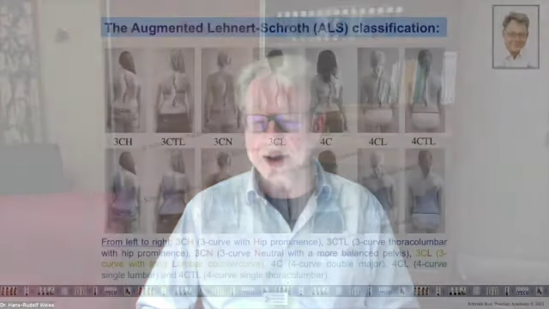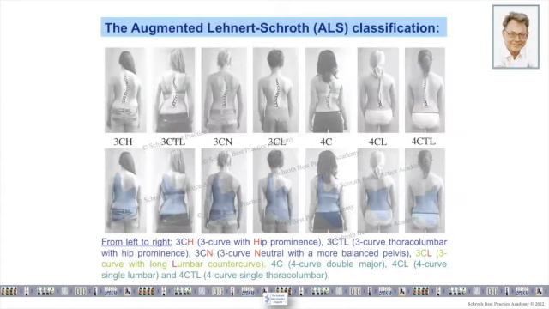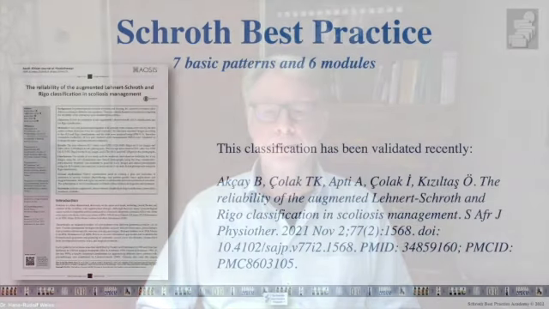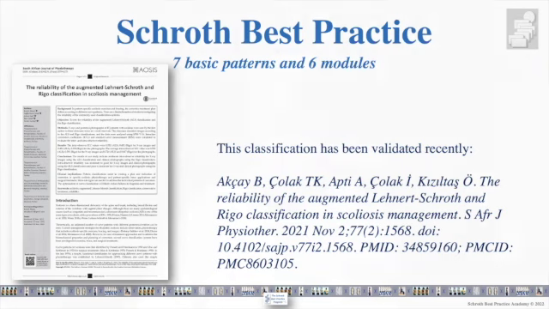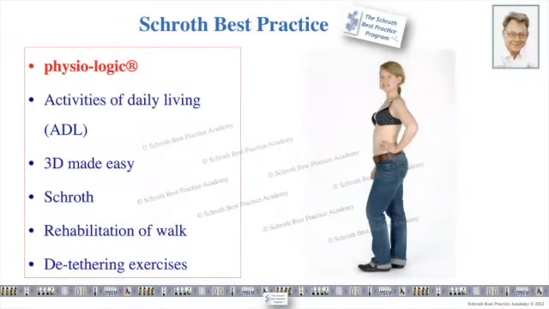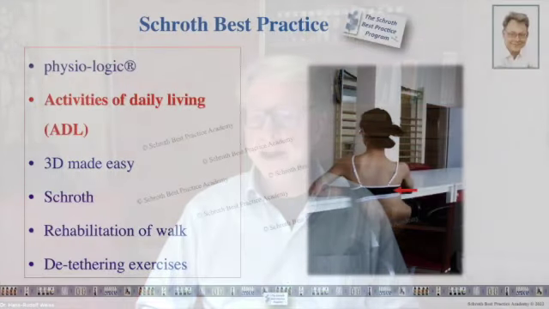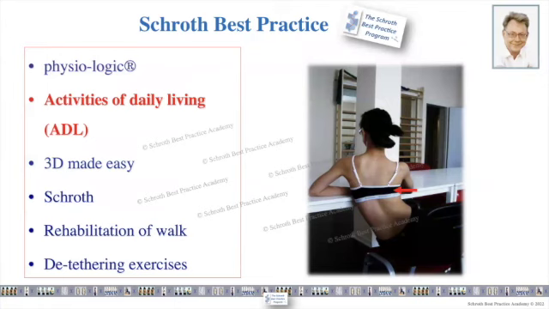The SBP corrections focus on the 7 basic curve patterns of the ALS classification and on 6 modules of treatment. This classification has been validated recently. The first module is called Physiologic, which aims at a correction of the sagittal deviation. While the physiologic exercises are correcting the sagittal plane only, the ADLs, the second SBP module, correct in frontal plane mainly.